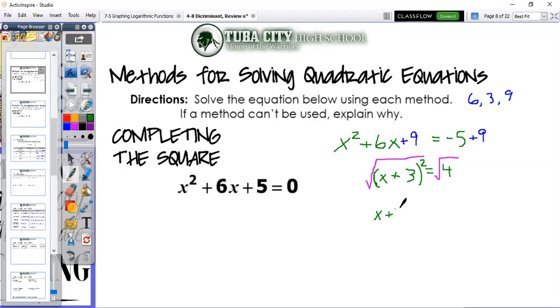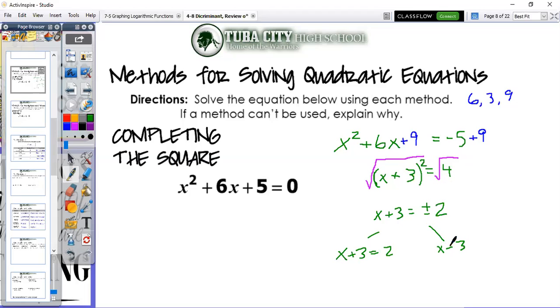X plus 3 equals, and we can take the square root of 4, which in this case is 2. But anytime we take the square root, we must consider the positive and the negative root. And then from here, we're going to break it into two equations. So x plus 3 equals 2, and x plus, or actually minus, that would be x minus 3.